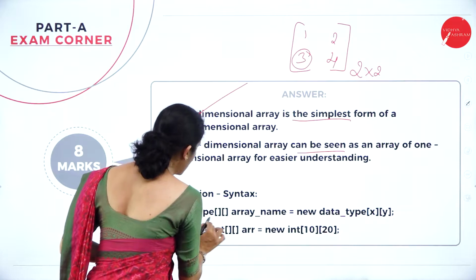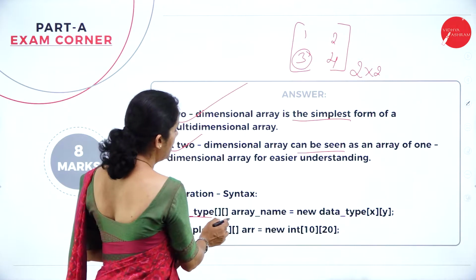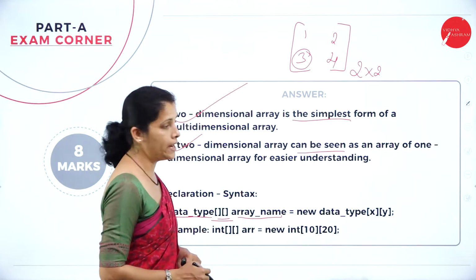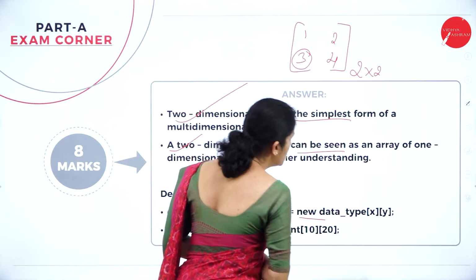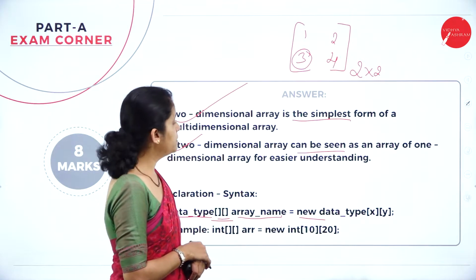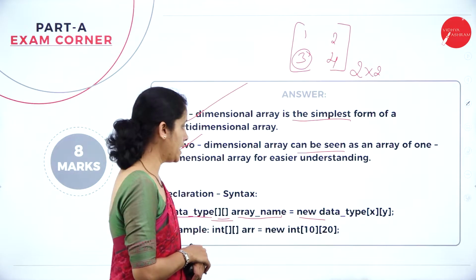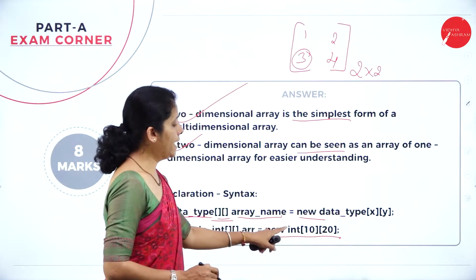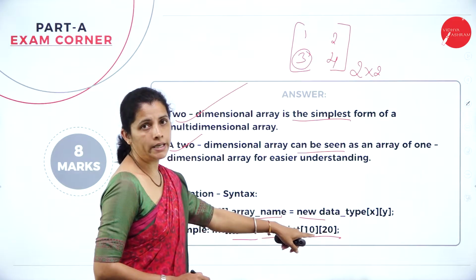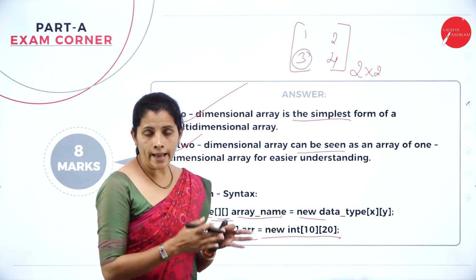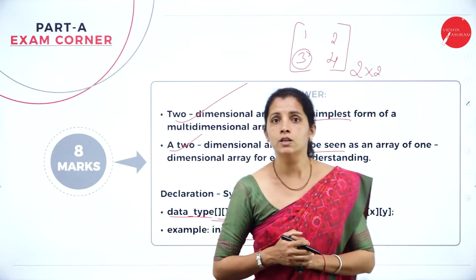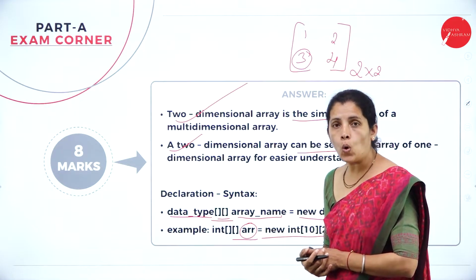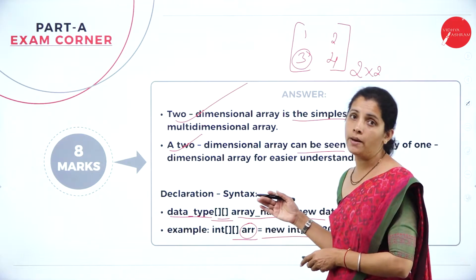So syntax: first I write the data type and specify that it is an array, and I specify the array name. And I'm going to use the new keyword, which is mainly used to create the array. Fine. Example: new int 10 into 20. So dear student, 10 into 20 is nothing but 200. So this arr holds 200 memory blocks.